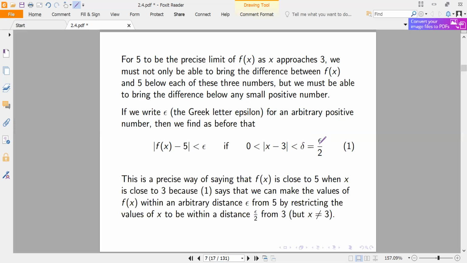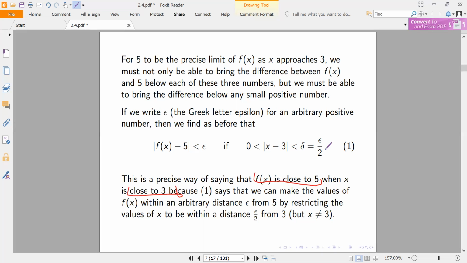I hope you are still with me. Let's try to break it down. This is the precise way of saying that f of x is close to 5 when x is close to 3. It means that the difference between f of x and 5 is within epsilon only if the difference between x and 3 is positive and less than delta.